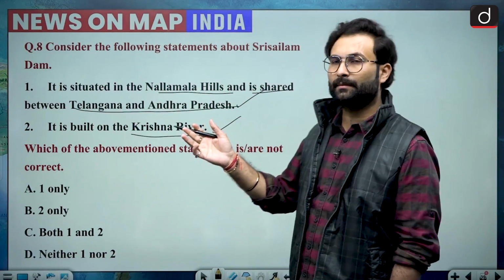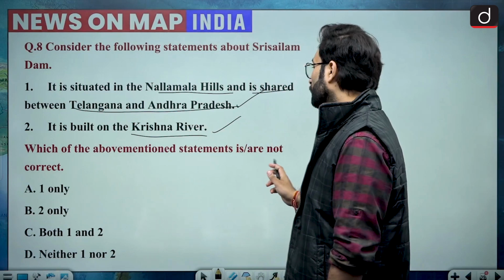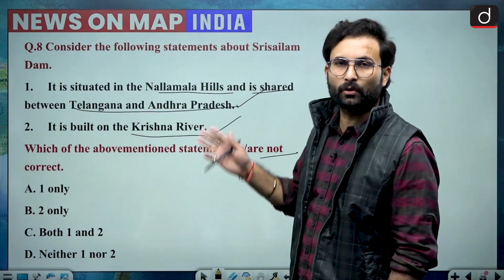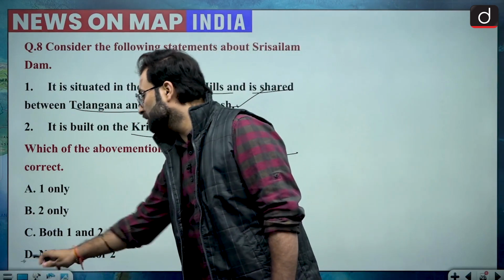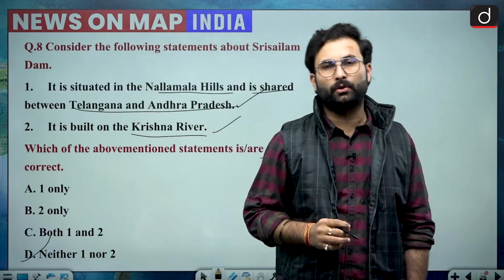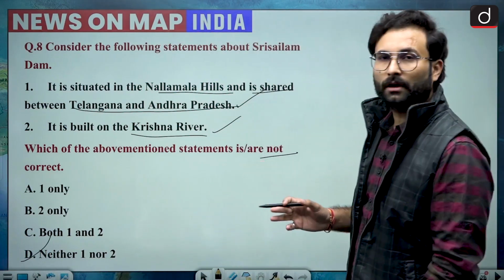Okay, and it is built on the Krishna river. This is very basic statement. Everyone knows that. So we have to choose the incorrect statement. Both are correct. So we can say that neither is incorrect. Neither 1 nor 2 is incorrect. So option D would be your right answer.